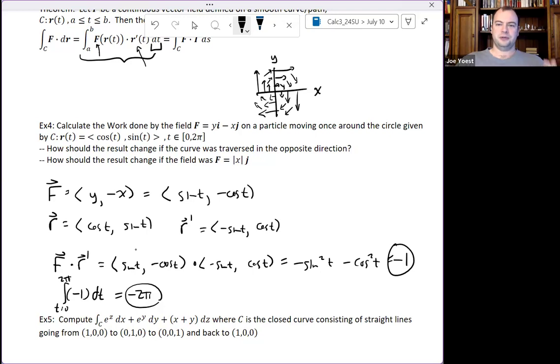So this force field is kind of swirling around, I guess, in a clockwise direction. And then, of course, x equals cos t, y equals sine t is a unit circle. And the way that it's parametrized, we're traversing it in the counterclockwise direction. We're moving against the way that the force field is kind of naturally flowing. And that gives us the negative work being done here.